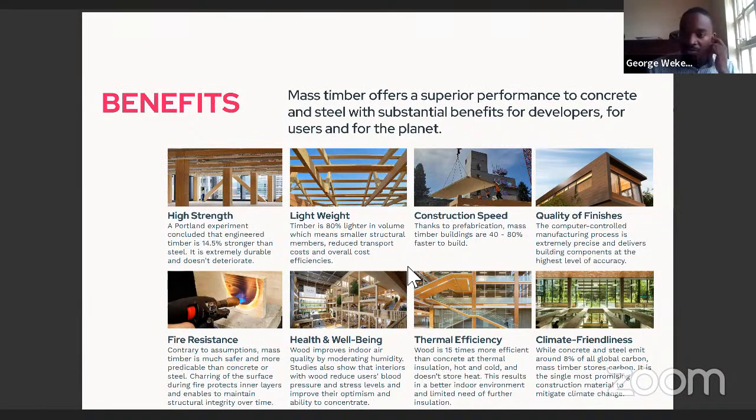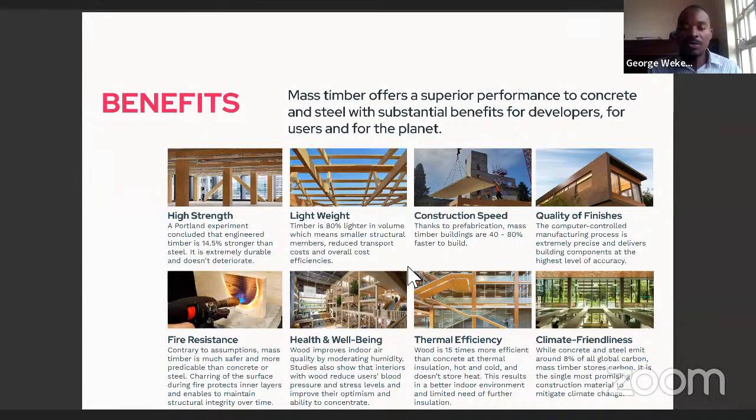The construction speed is also very high. It's measured around 40 to 80% faster to build compared to traditional building materials. And the quality finishes, as I mentioned before, it being made in a factory setting, it's easy to control the precision. How the different building elements, including the building surfaces, are fixed together is also something that can be carefully thought through in the factory. One big misconception about timber is its fire resistance. I'll touch a bit more on that in the next slide.